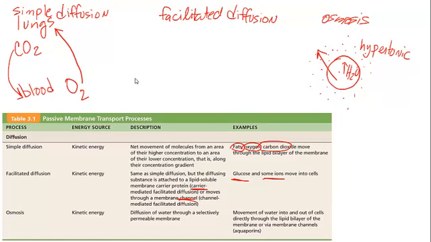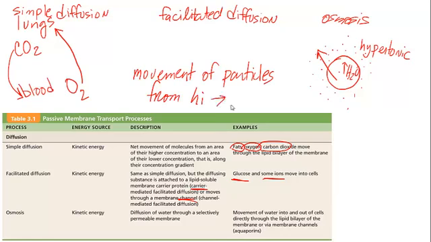All of these, remember, are passive. So there is the movement of particles from high concentration to low concentration. From high to low.